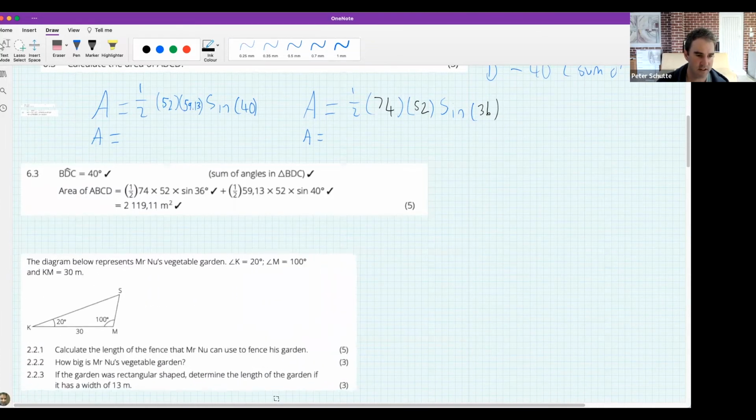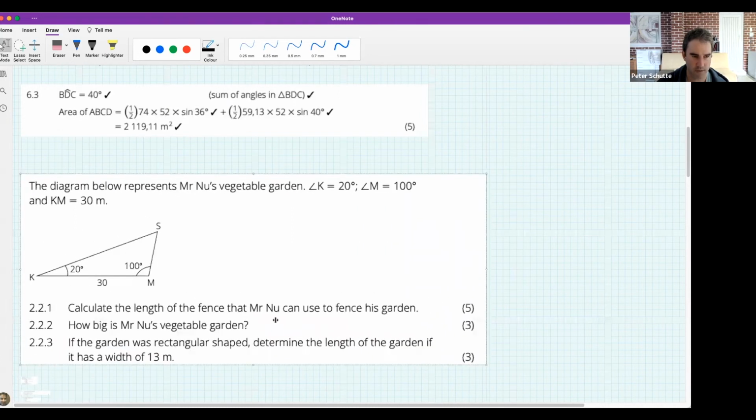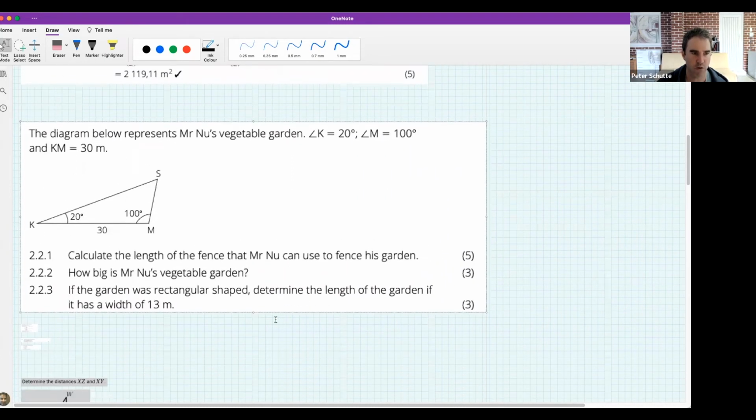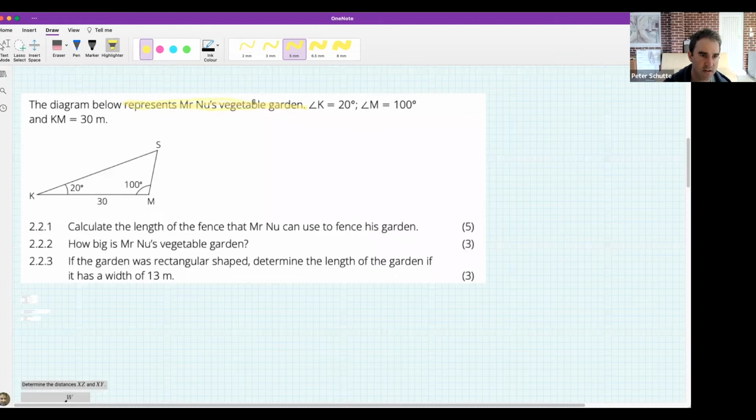this has a little bit more going on. And so I want us to have a bit of a discussion before we really get into the heart of it. So if we look at this question, it tells us a little story at the top. Let's read that story together. It says, the diagram below represents Mr. Nu's vegetable garden. And there's some information about angles, but those angles are already labeled on the drawing. And so basically this is an enclosure for it.